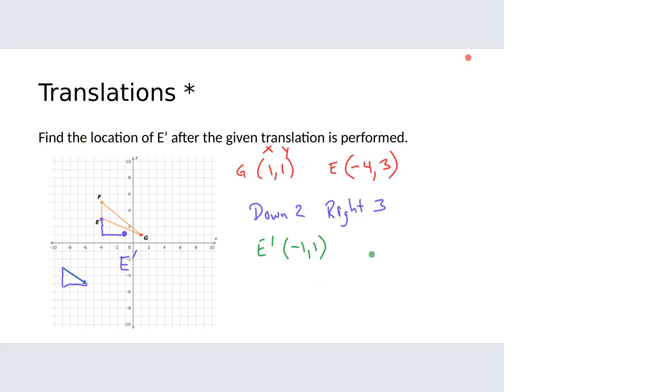Let me make sure I understand that question, Genesis. Is it about using this arrow that we've been given to figure out how to move? Is that the question?